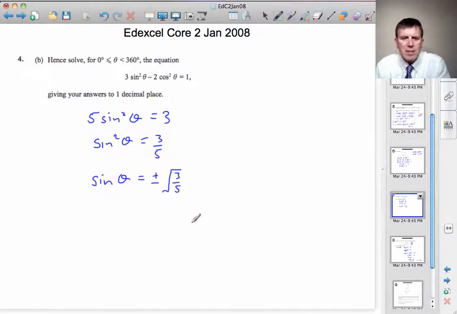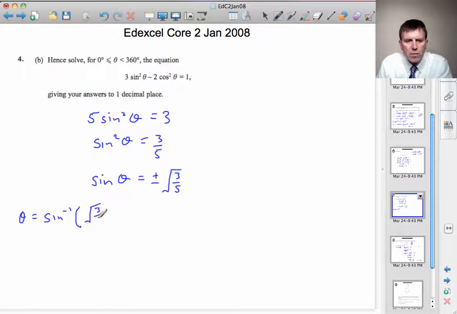Students often seem to forget that when you take the square root of 3 over 5, you can also have minus root 3 over 5 as an answer. And we'll find here that this will give us 4 roots to the equation. And to get them, I'm going to use something called a cast diagram. But first of all, one value of theta is sine to the minus 1 of root 3 over 5. And if we put sine to the minus 1 of root 3 over 5 in a calculator, we get 50.8 degrees to one decimal place. Now the cast diagram looks like this.